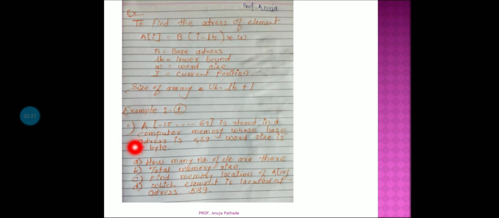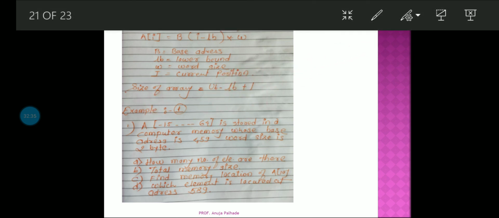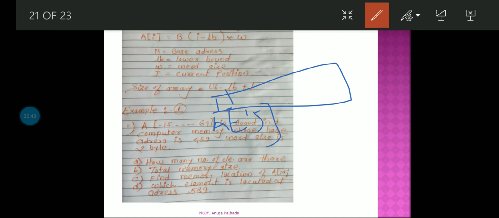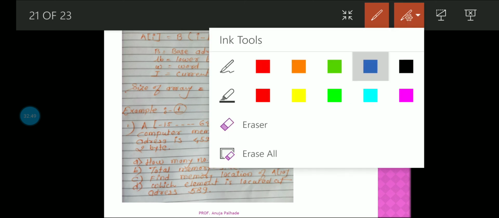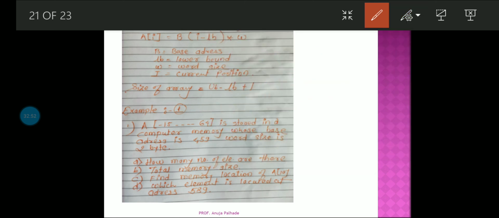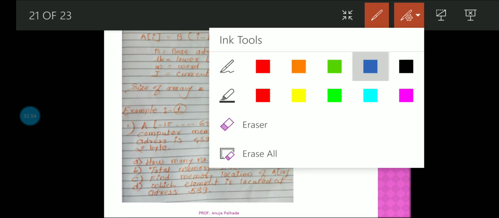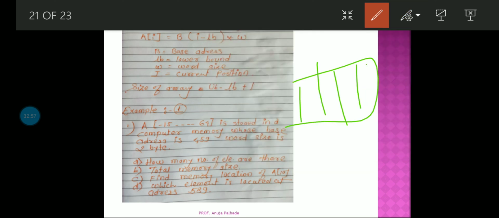Now see the example. It says your index starts from minus 15, then minus 14, minus 13, like 0, then 1, 2, 3, 4, up to 64. So your array will be like this, meaning your index is A of minus 15 here, and then here is 0, then here is the 64th index. How many elements are there in total in the array, with indexes starting from minus 15 to 64?